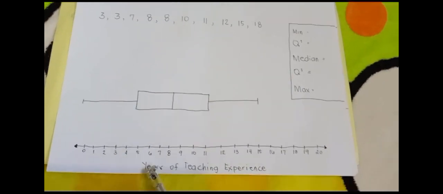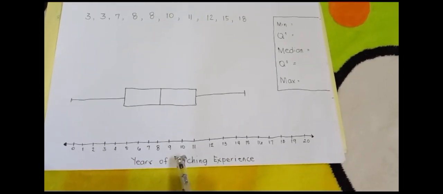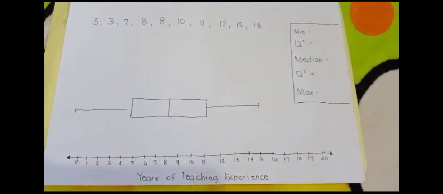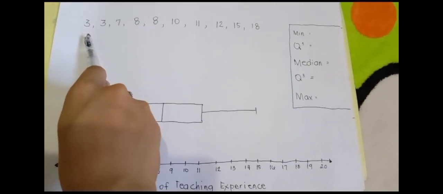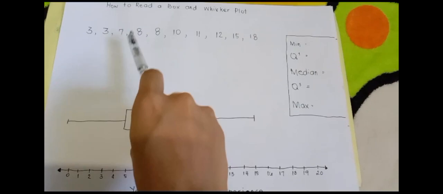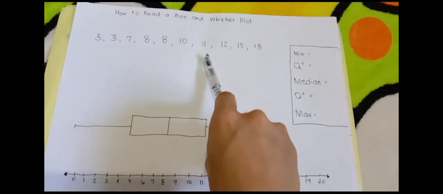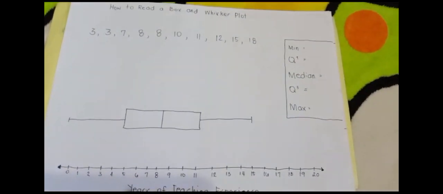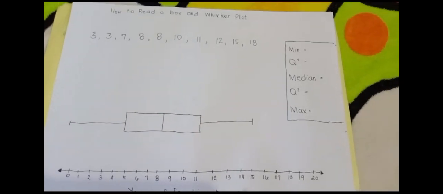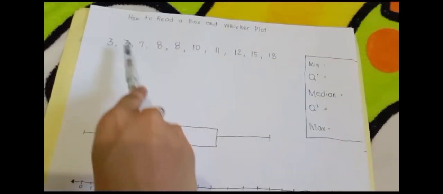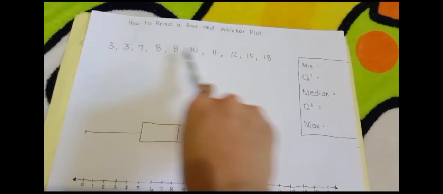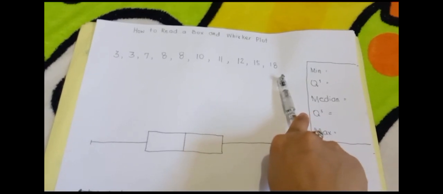Titingnan natin ang mga taon ng teaching experience. May 10 teachers na nag-survey at ito ang result: 3, 3, 7, 8, 8, 10, 11, 12, 15, and 18. Again, this is years of teaching experience. Ang mga data, ito po yung mga data. Ang mga data ay naka-order from least to greatest number. At ang box and whisker plot ay ito po.